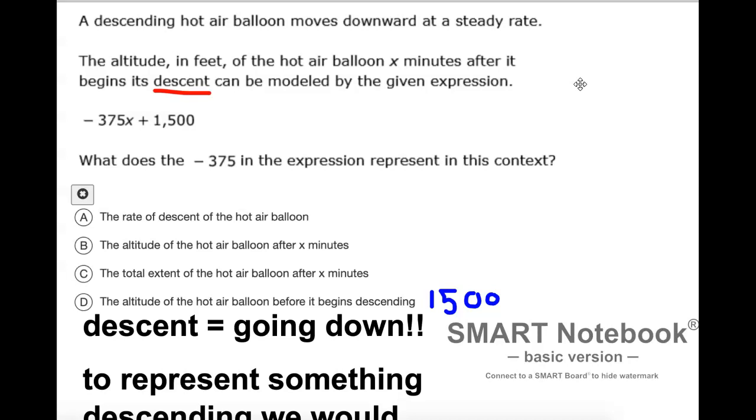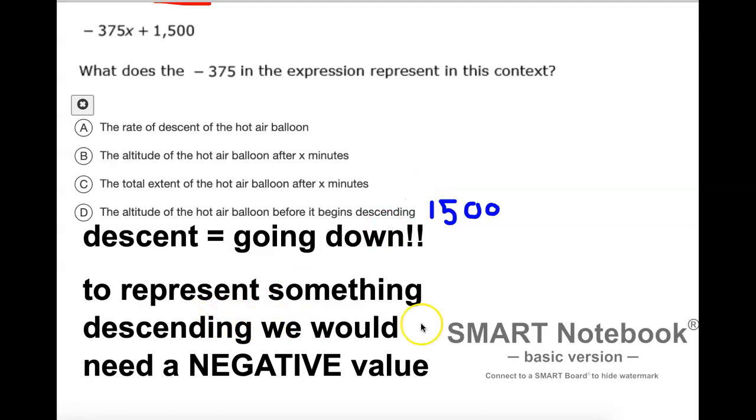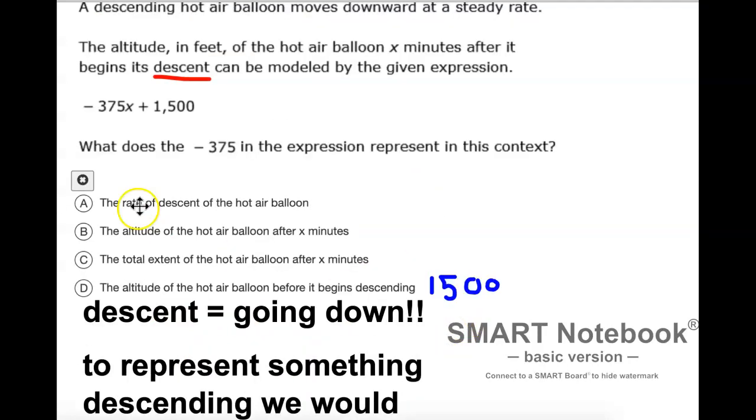All right, so this problem is talking about a hot air balloon that is descending. So if it's descending, that means the hot air balloon is coming down. So it's floating down towards the ground. So if something is descending, to represent that, we would need a negative value. So here's the question: what does the negative 375 in this expression represent?